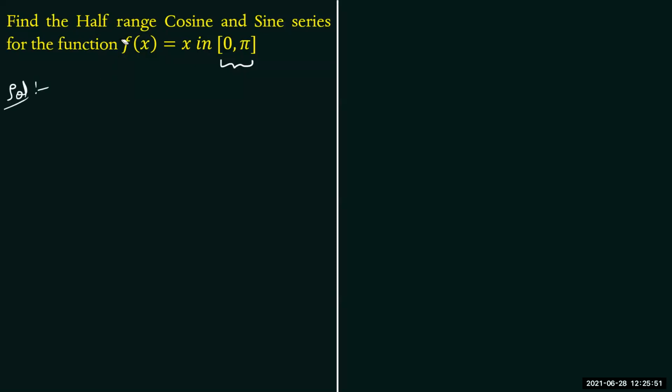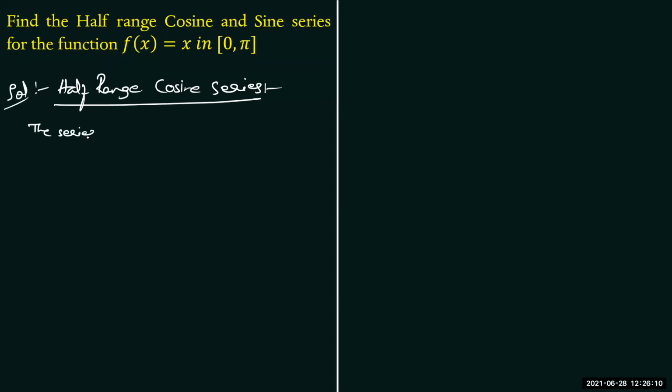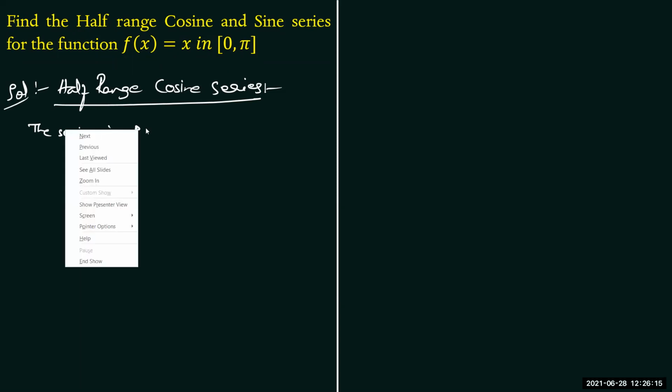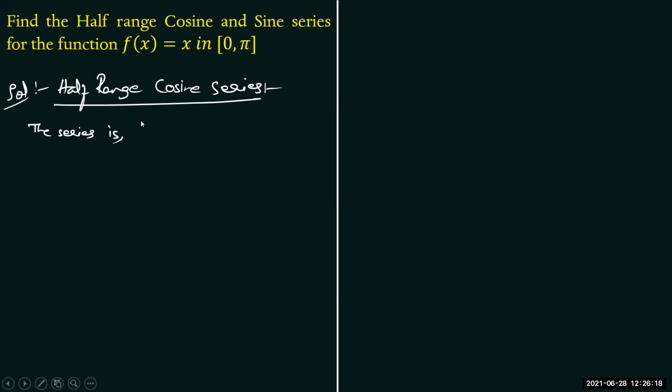Since here you're asked to find both cosine series as well as sine series, let me find one after the other. Let me first find half range cosine series. Right. So if you look at the formula for this cosine series, when it is half range cosine series, the series includes only cosine terms. So it is f of x is equals to a naught by 2 plus summation a n into cos nx.